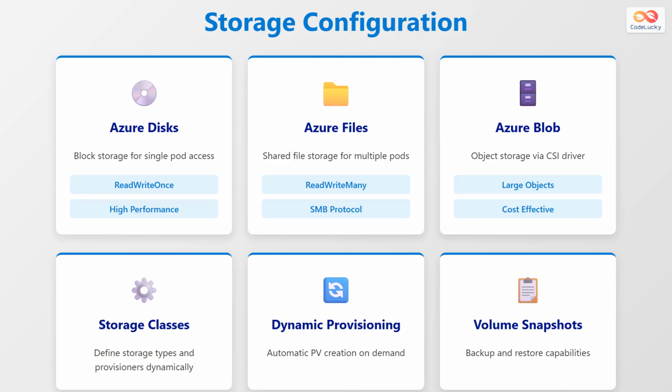Azure Blob storage can be used for object storage through the CSI driver. It's cost-effective and ideal for storing large objects like media files or backups. Storage classes define different storage types and provisioners, letting you create templates for storage with specific characteristics. Dynamic provisioning automatically creates persistent volumes when requested by applications. Volume snapshots provide backup and restore capabilities, enabling you to protect your data and recover from failures.